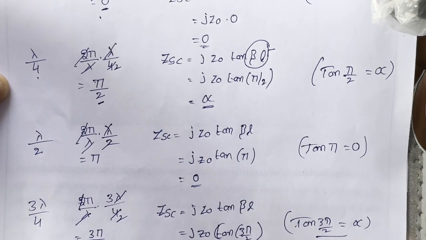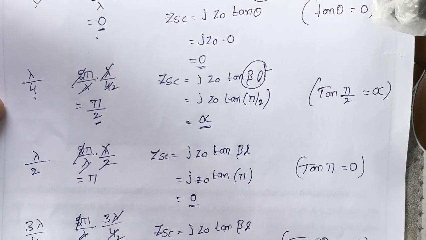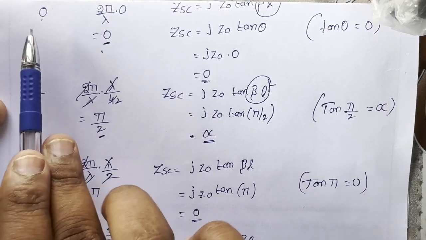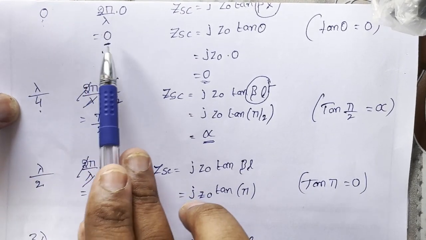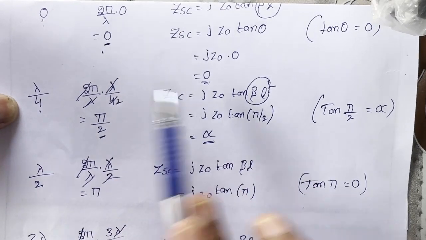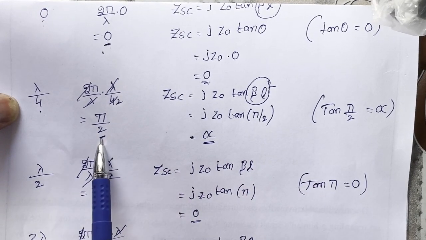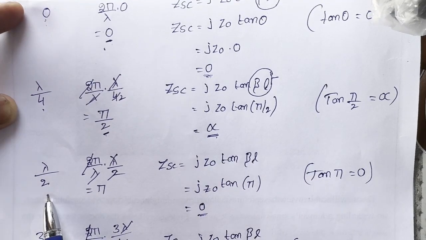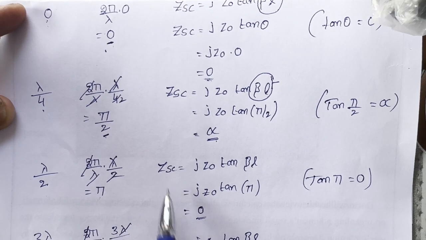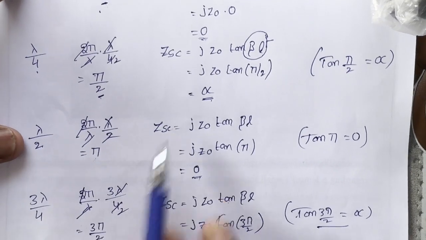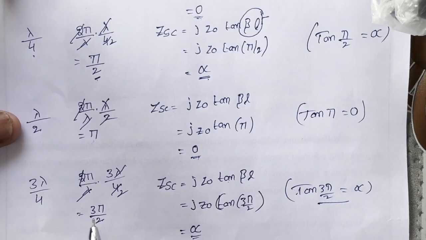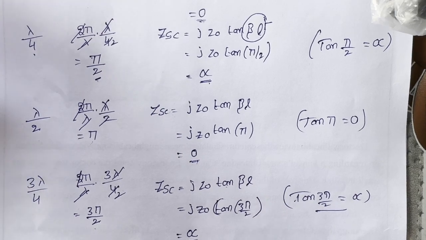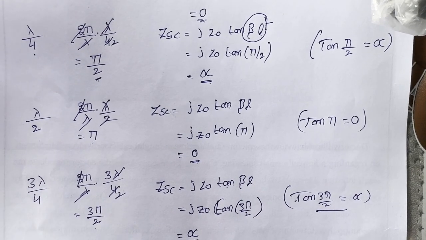In the first case, look here, these are the 4 cases. L is equal to 0, beta L 0, ZSC 0. L equal to lambda by 4, beta L equal to pi by 2, ZSC equal to infinity. L equal to lambda by 2, beta L equal to pi, ZSC equal to 0. L equal to 3 lambda by 4, beta L equal to 3 pi by 2, ZSC equal to infinity. With these values, now I am drawing the plot.